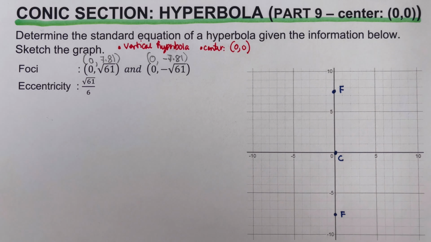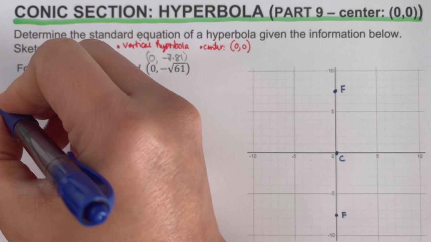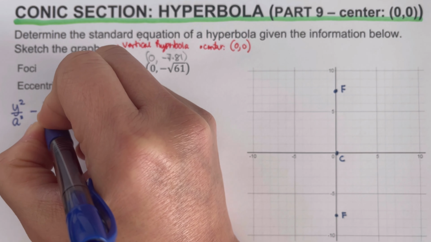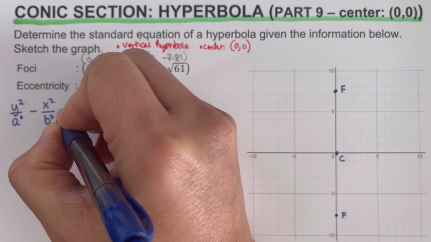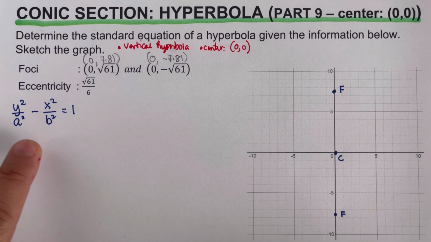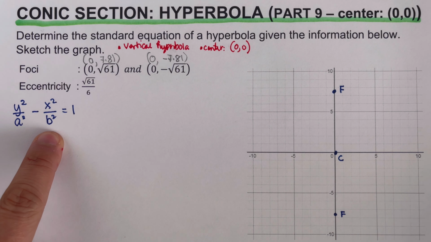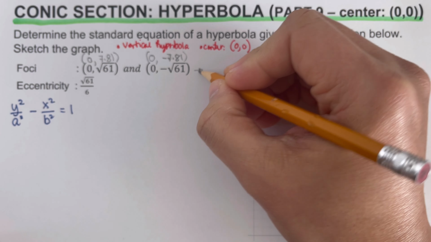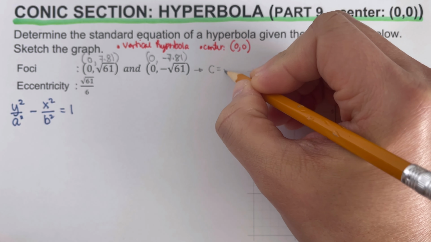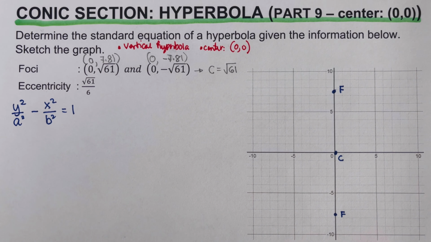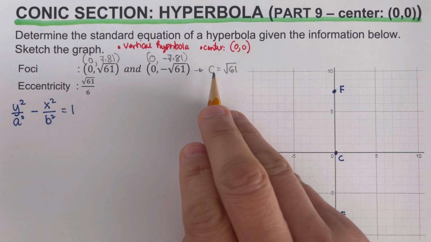Now, since this is a vertical hyperbola, the general equation for a vertical hyperbola is y squared over a squared minus x squared over b squared equals 1. So we don't have a value for a. We don't have a value for b. However, this distance from the center to the focus is represented as letter c, and that is equal to square root of 61, or that is 7.81 from the center. So that we go ahead and get the values for a and b from this.